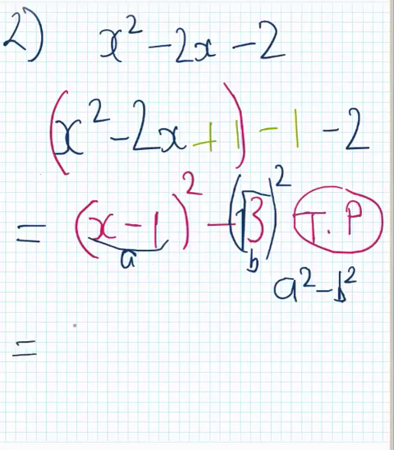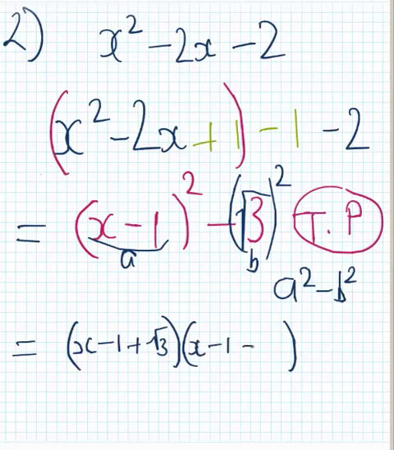A plus b in the first bracket: x minus 1 plus the square root of 3. In our second bracket, a minus b: x minus 1 minus the square root of 3. And we are done. We have factorized it. And this will later on show us the x-intercepts. So just keep practicing, and I'll put more questions on later on. Thank you.